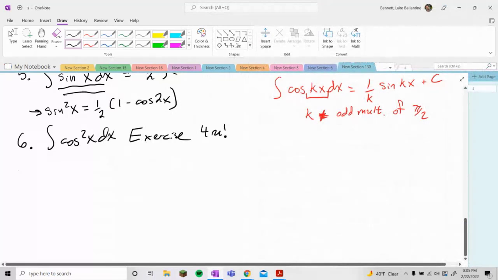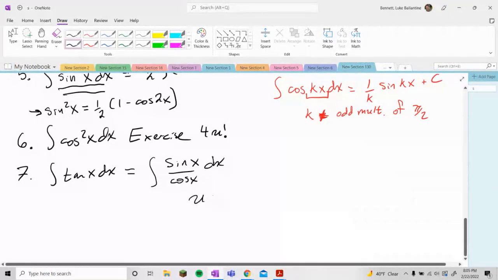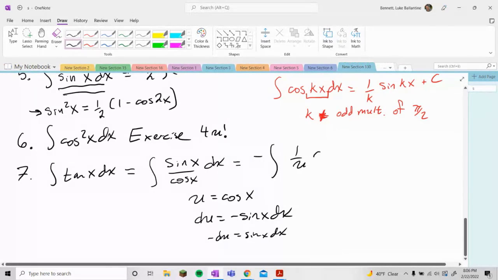We talked about this one, right? So this is 7, the integral of tangent x dx. So first, convert to all sine and cosine. Well, there's only one thing to convert. Then we're going to choose u to be cosine x, so that du is negative sine x dx. So this means negative du is sine x dx. So we have negative integral of 1 over u du. We already said the antiderivative of 1 over u is ln absolute value of u. U is cosine. Add c.